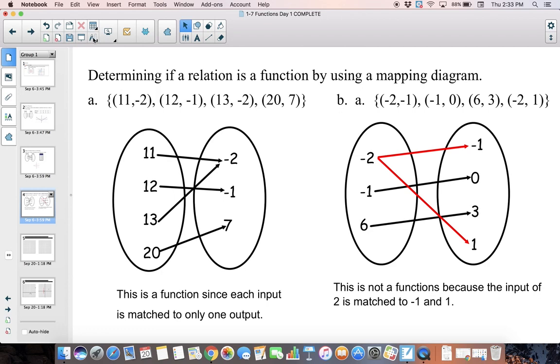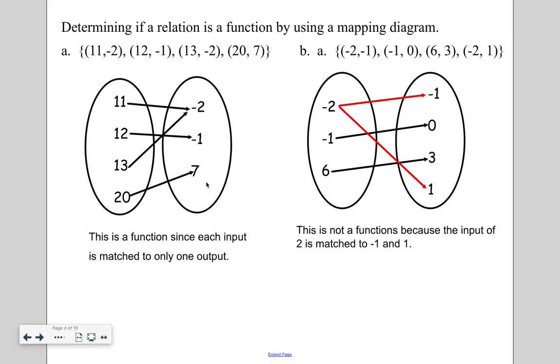All right, so if you look here, we have the answers. You can see I did the mapping diagrams here. So hopefully your mapping diagrams look similar. And even though you see the 11 and the 13 both matching up to a -2, what's important is that this 11 only matches up with 1. It's fine that 2 numbers map to the -2. It's not okay for 1 number on the left to map to both. You can see that here where I have the red lines drawn.